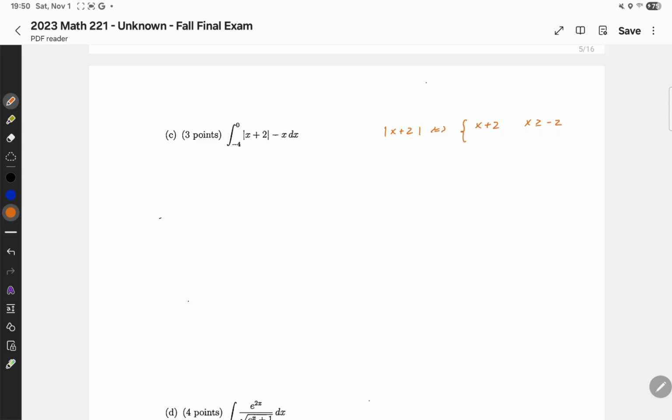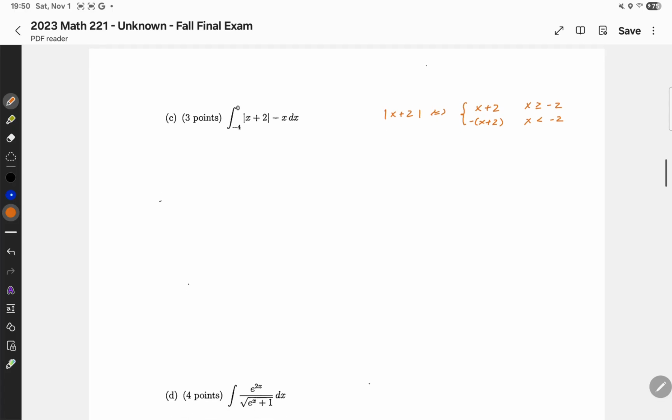Say we have a number like x is equal to 0. Well, 0 plus 2, the absolute value doesn't change it. So it's going to be the exact same. But let's say we have a number like minus 4. When we take our minus 4 plus 2, minus 2, and we take the absolute value, it turns it positive. So in that case, it's actually negating it. So it's minus x plus 2. And that's going to happen anytime x is less than minus 2.